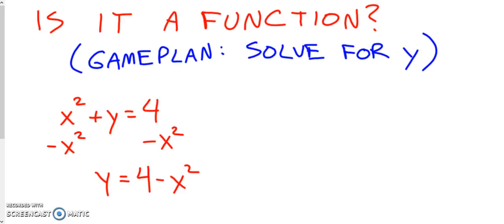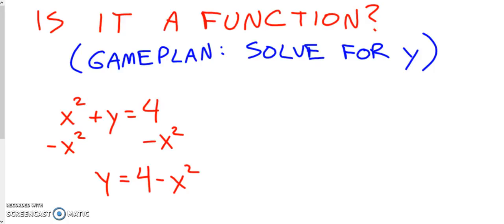Now that it's solved for y, I need to look at it. What I need to think to myself is, if I were to pick an input, if I were to pick an x, how many different y's could I calculate from that one x? So let's say you picked an x. When you square that x, how many different numbers would you get? 1. And if you took 4 and subtracted that number, how many different numbers would you get? 1. I mean, if we all picked like 5 for x, 5 squared is 25.